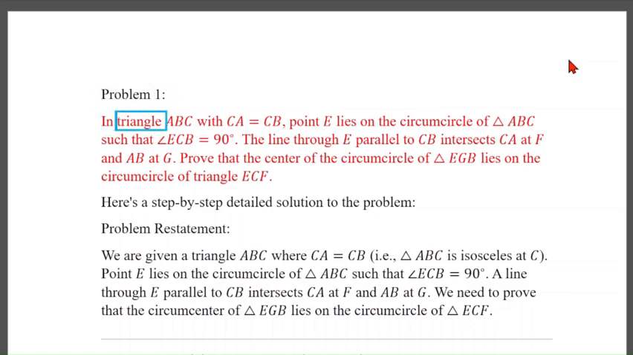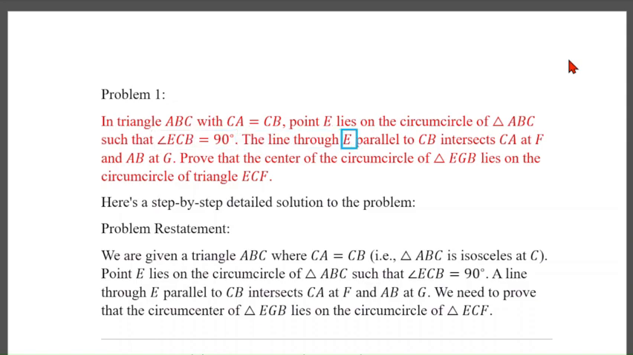Problem 1. In triangle ABC with CA equals CB, point E lies on the circumcircle of ABC such that angle ECB equals 90°.